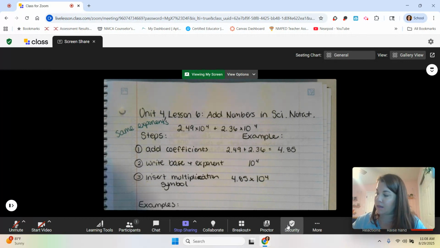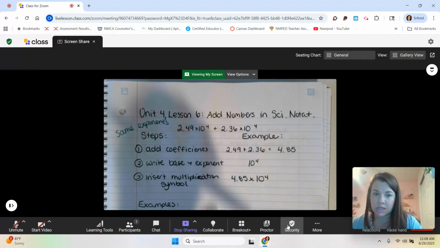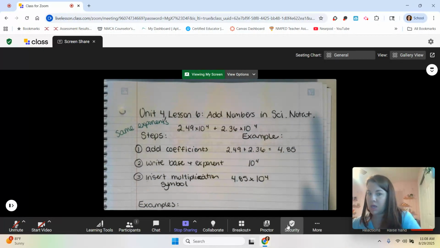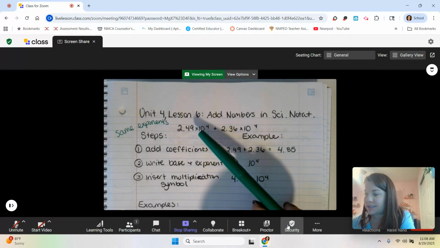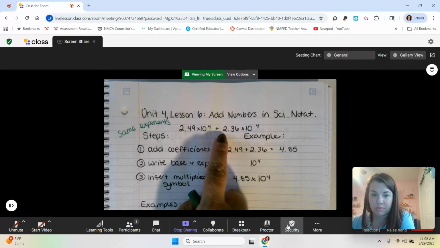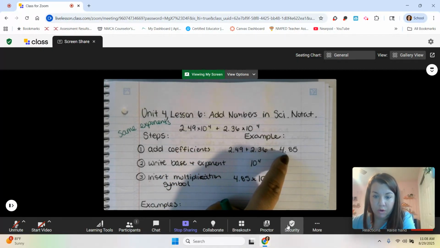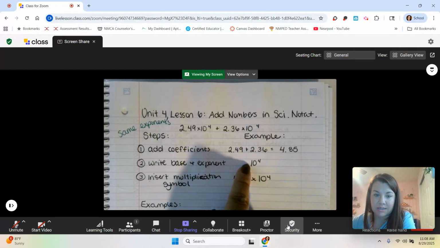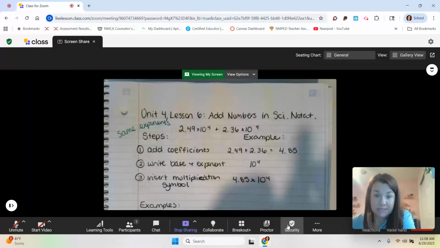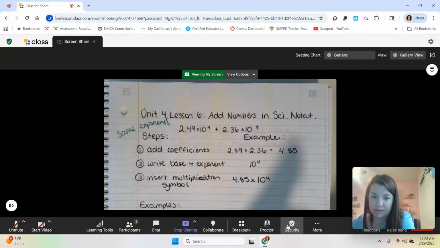So when we have the same exponent in the scientific notation, the steps are super easy, okay? You can literally just add the coefficients, which these are the coefficients, the decimal value. So we add them together. 2.49 plus 2.36 equals 4.85. And then write the base, okay? And then combine them. And that's it. So when these exponents are the same, super easy. It's when they're different that it gets a little tricky, okay?